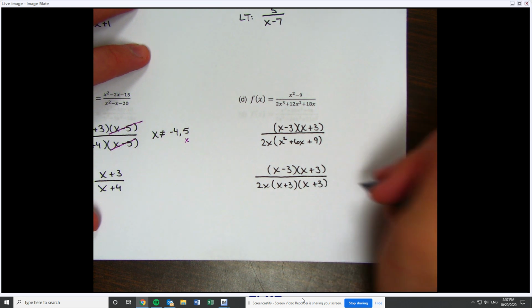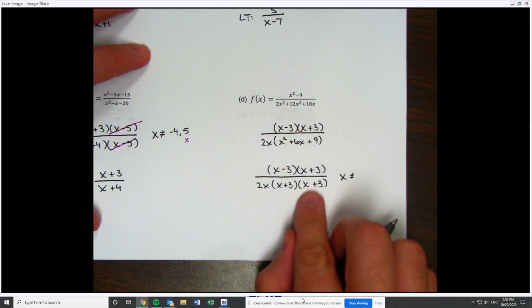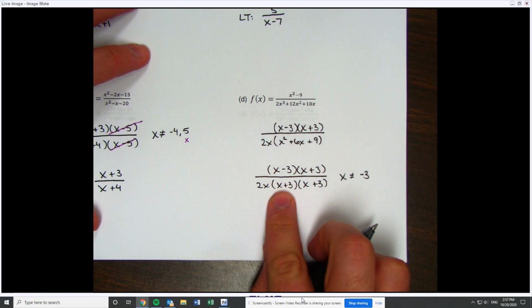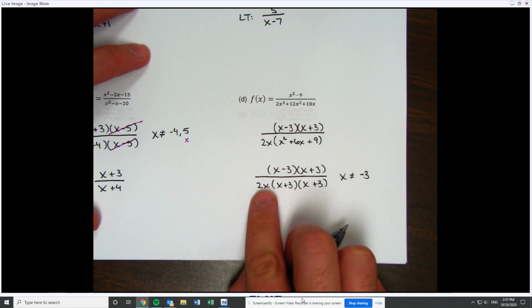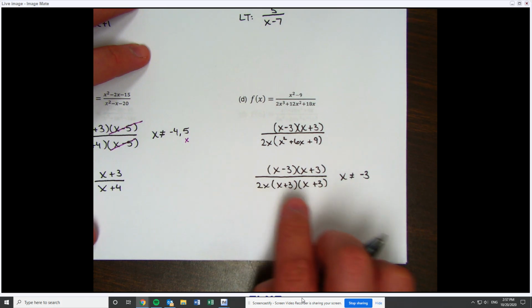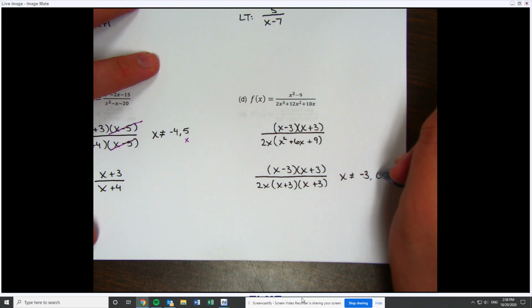As far as the numbers I cannot equal, x cannot be negative 3. See that right there? Negative 3 again, so I don't need to put it twice. Right here, anytime it's just x and the number in front, then I can set it equal to 0. Divide by 2, I still get 0.